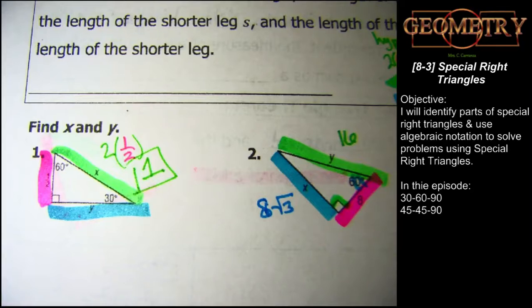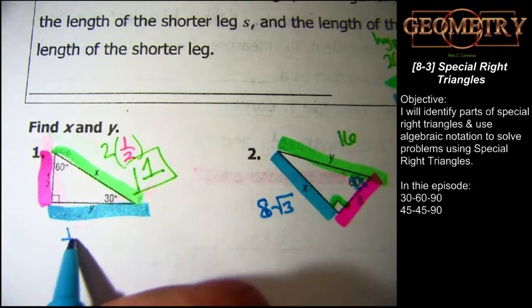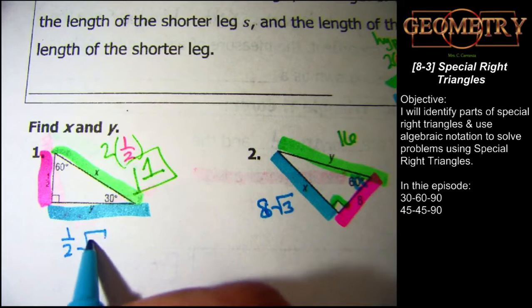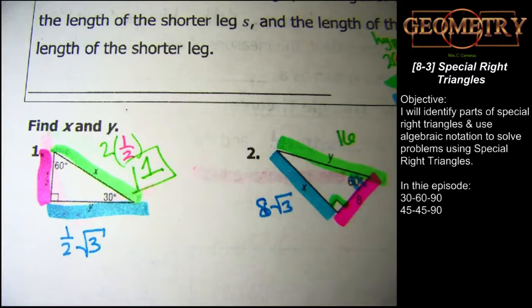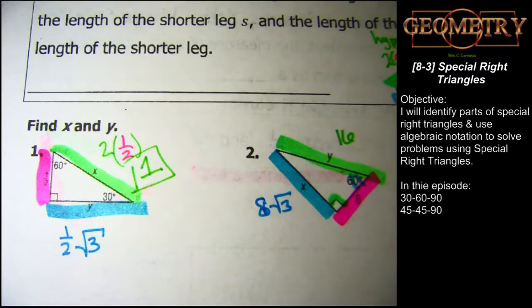My small leg is 1/2. My big leg is half square root 3, or 1/2 times the square root of 3. Don't put these into your calculator, please, for this section. No decimals, unless they've been started off with. Square roots. Okie dokie.